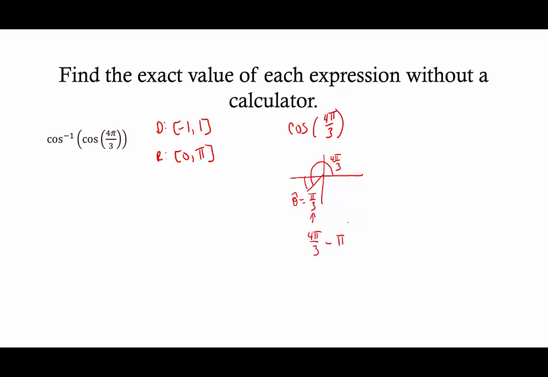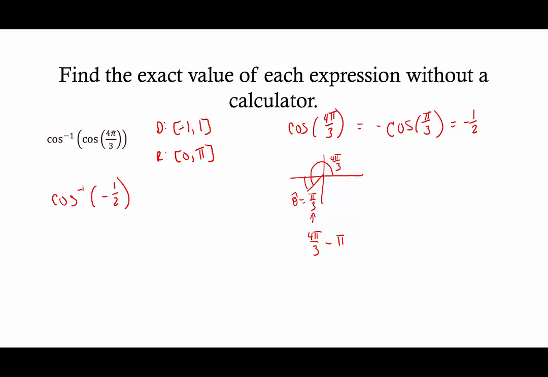And so let's see, it terminates in quadrant 3 where cosine is negative. So that means that cosine of 4 pi over 3 is the same thing as the negative of cosine of pi over 3. And cosine of pi over 3 would be a half. So this is going to equal negative 1/2. So now what we want to calculate is cosine inverse of negative 1/2. That negative 1/2 is within the domain now, so we have an allowable domain. We want to figure out what it's going to be.